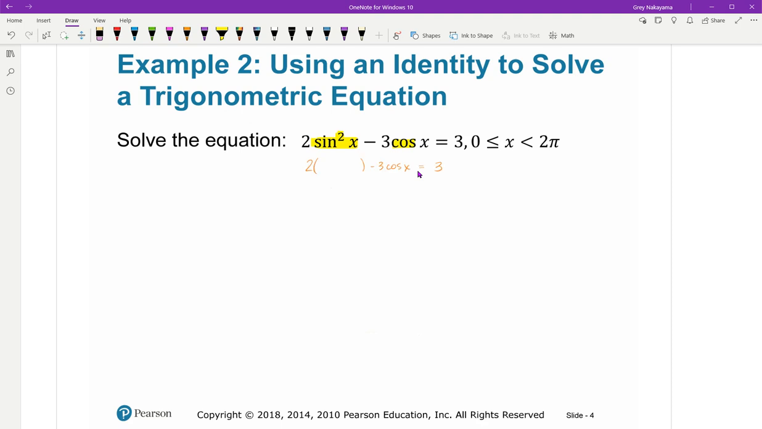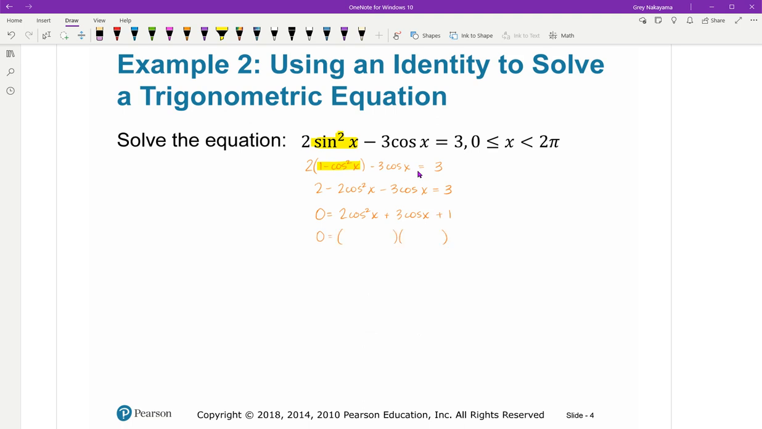My sine squared is equal to 1 minus cosine squared. So I have made that substitution of sine squared x equals 1 minus cosine squared x. Then I'm going to distribute my 2 in the parentheses, bring the rest of it down. Now, this time, because I have things on both sides of the equation, I'm going to take everything to the right side. So that means I'm going to have 0 equals 2 cosine squared x plus 3 cosine x plus 1.